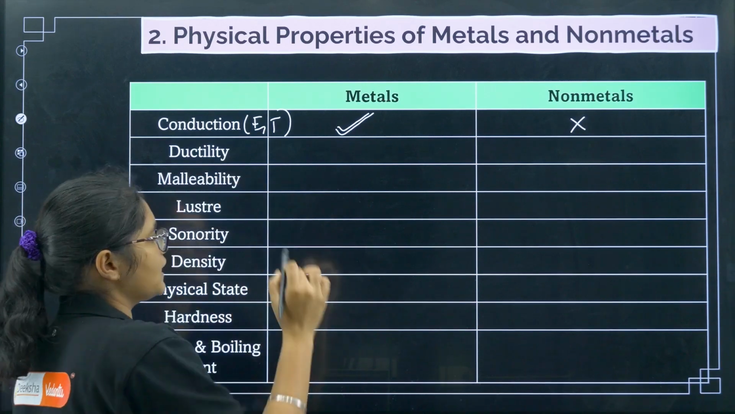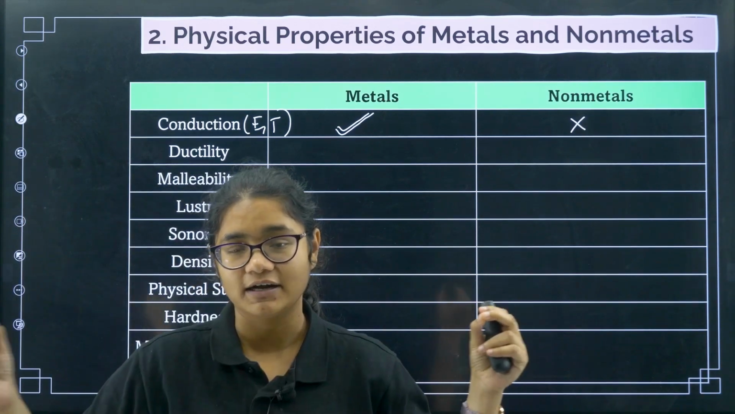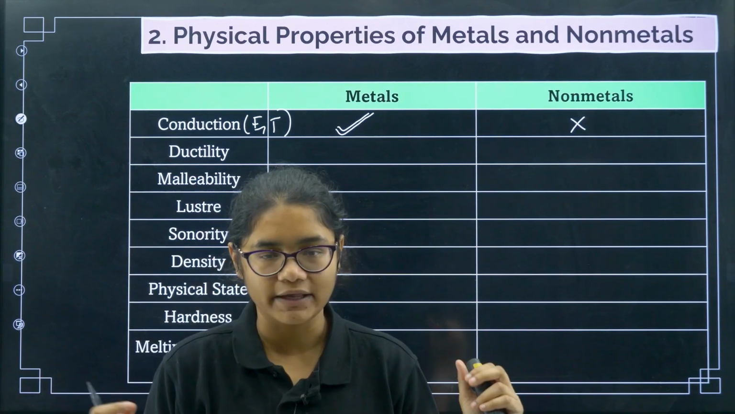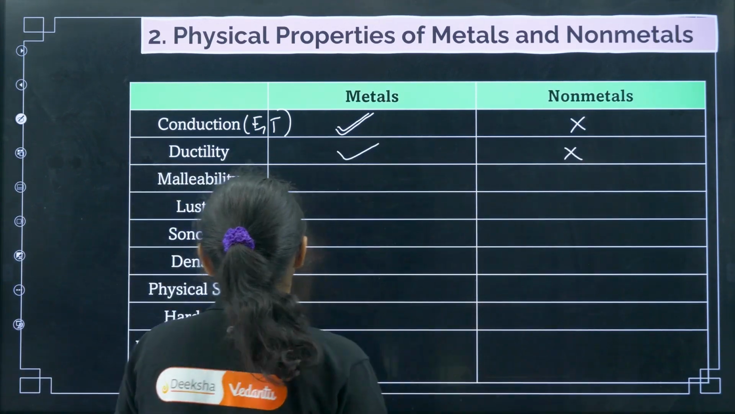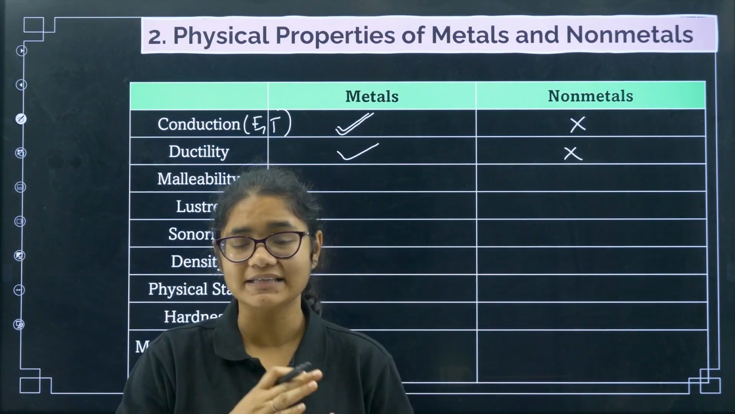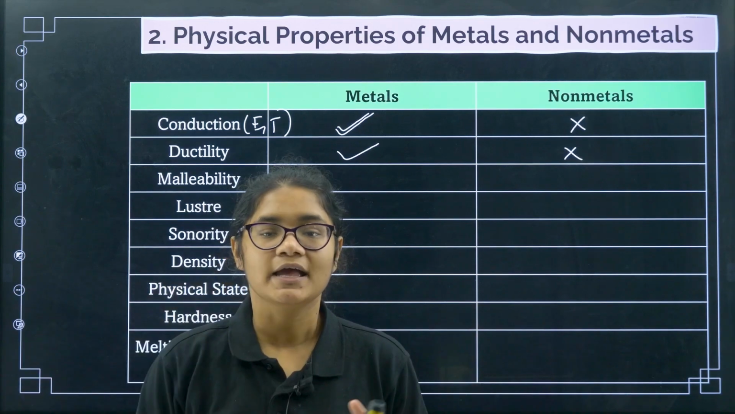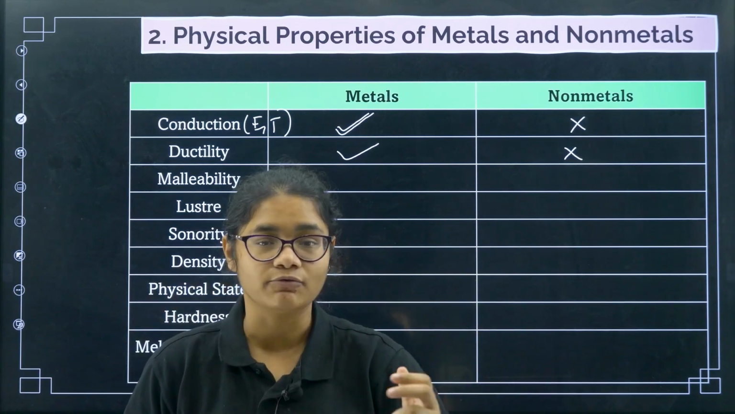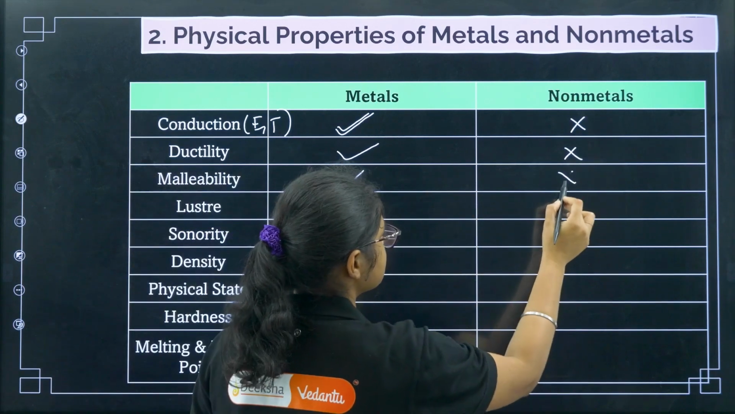Now what is the meaning of ductility? Ductility is a property where metals can be converted into thin wires. So yes, metals have the property of ductility, non-metals do not. Now malleability, what is malleability? Metals can be converted into thin sheets. You have seen aluminium foil, right? So yes, metals can be converted into sheets, non-metals cannot.